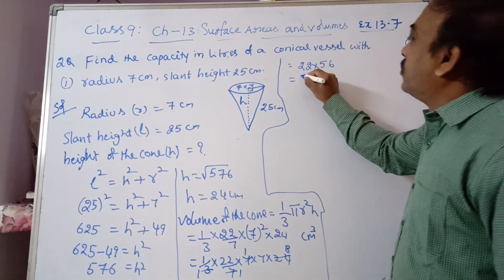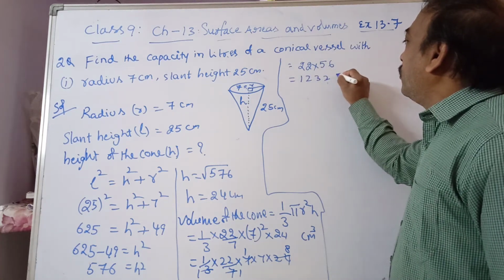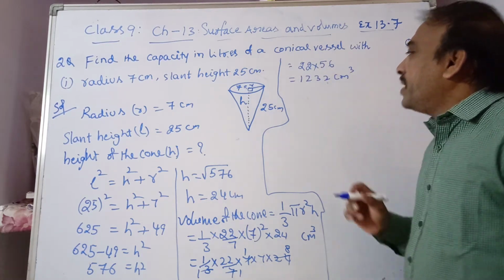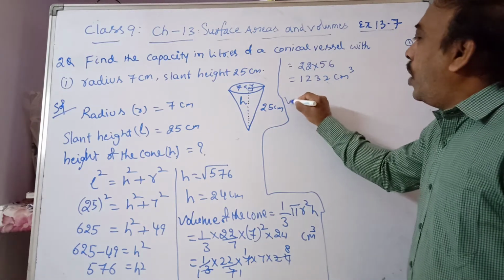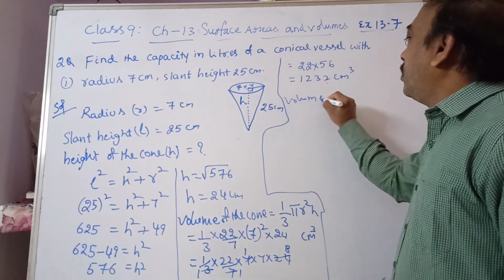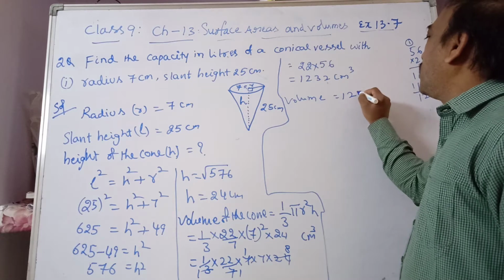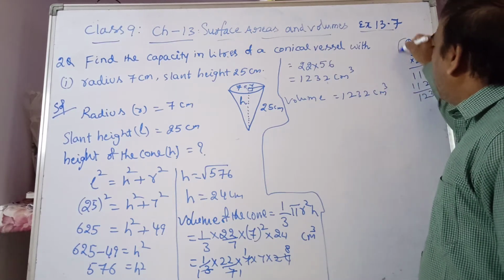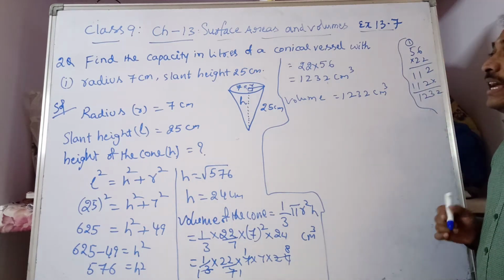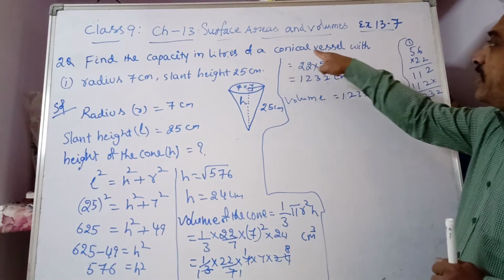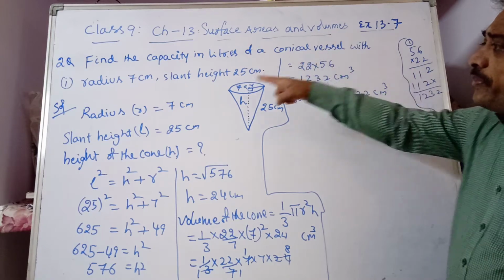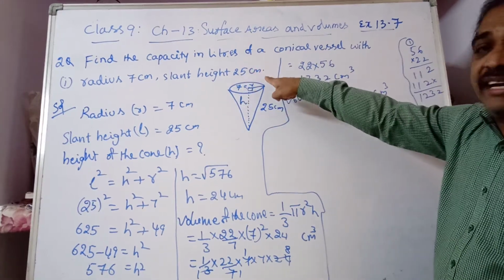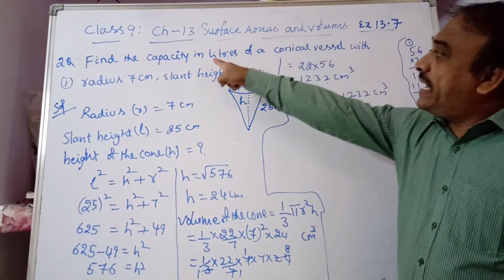1232 centimeter cube. This is the volume. So volume is equal to 1232 centimeter cube. But what we need to find out is, it asks, find the capacity of the conical vessel with radius 7 centimeter and slant height 25 centimeter in liters.